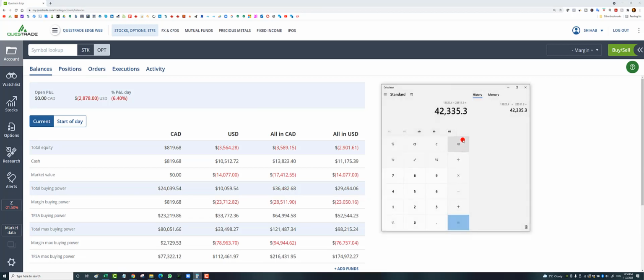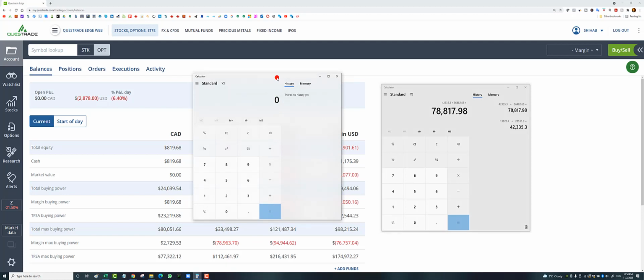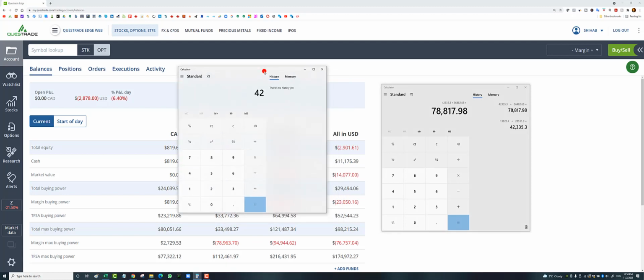So I'm definitely using more than 50%. So if I do 42,335 plus my remaining 36,482.68, that means my total available buying power to start off with in my margin account being leveraged with my TFSA is 78,817. I'm using 42,335. So how much of my total initial buying power am I using? I'm using 42,335.3 divided by 78,817.98.